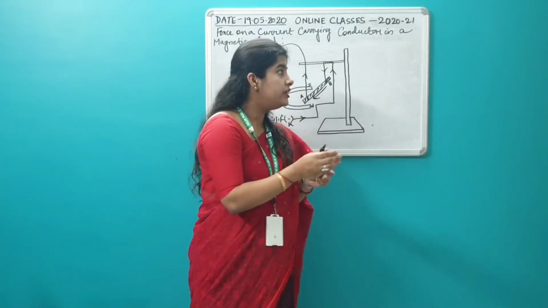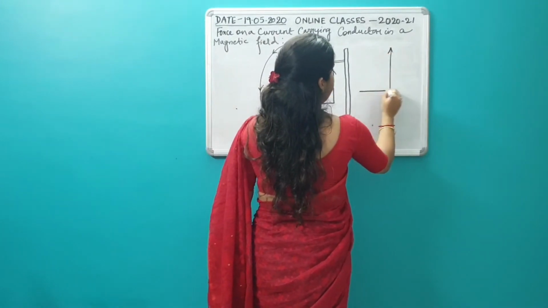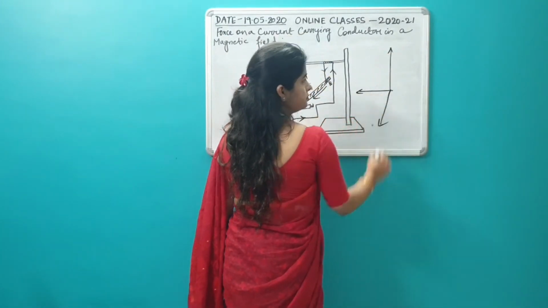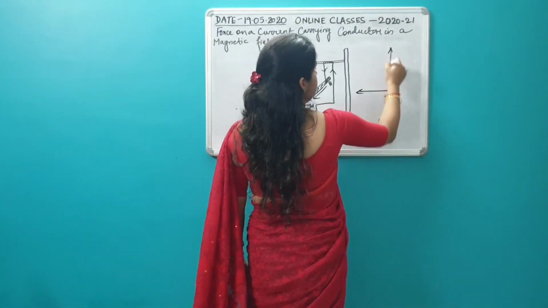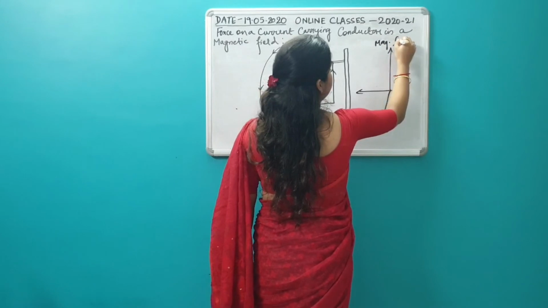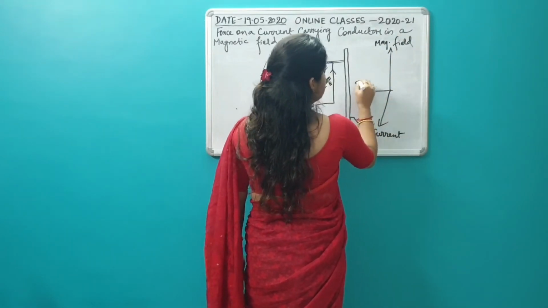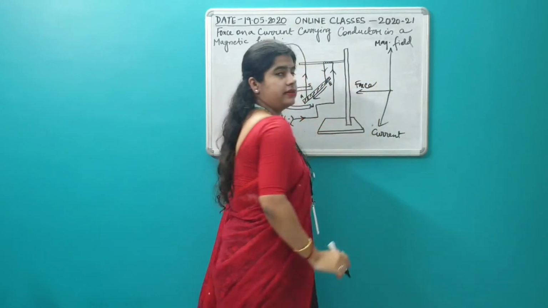So I can show it to you here on the board. It is going to be like this, your Fleming's left-hand rule. This is actually your magnetic field. This is your direction of current, and this is the force exerted.